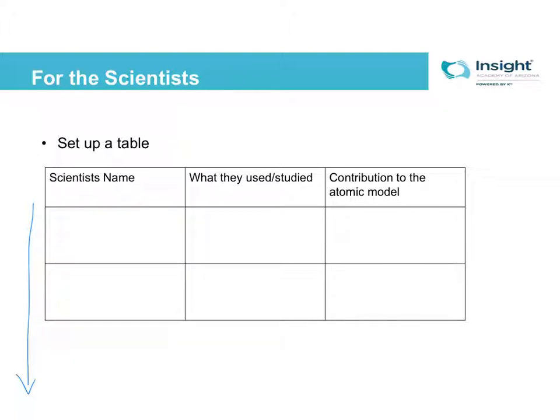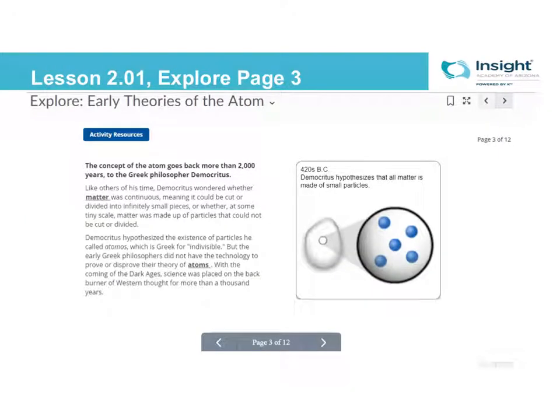And what you're going to do is put their name, what they used, like what experiment they did or what tools they were able to use, what they were studying, and then what their contribution to our atomic model is. So for example, I pulled this right out of your reading. This is the first scientist that is discussed. The concept of the atom goes back more than 2,000 years to the Greek philosopher Democritus. So that's the scientist's name. He's a philosopher, and read further to get some of the details.